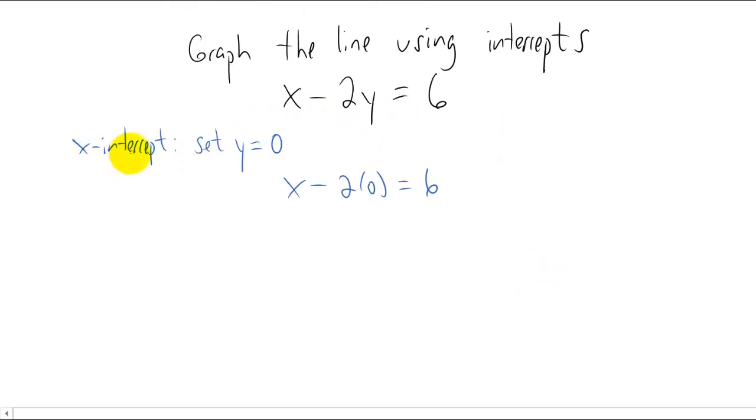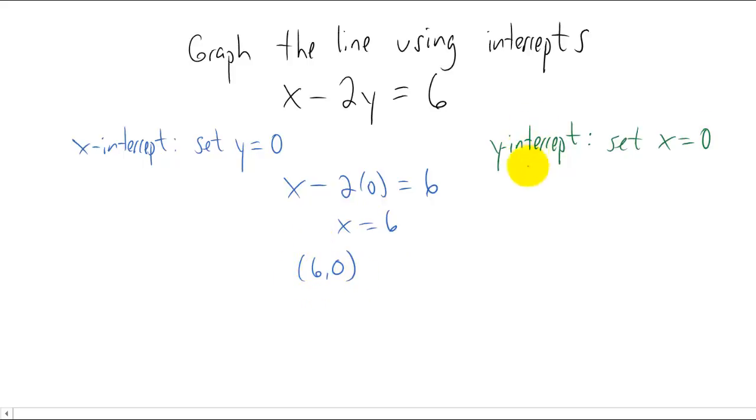If we want to find an x-intercept, again, what we always do is set y equal to 0. You plug in y = 0. This term is going to go away completely, and we're just going to be left with x = 6. So we know that when x = 6, y = 0, and that's a point. The point is (6, 0).